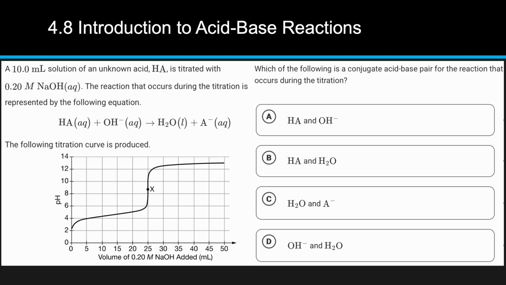And then we have another multiple choice question. It says a 10 milliliter solution of an unknown acid HA is titrated with 0.2 molar NaOH. The reaction occurs during the titration is represented by the following equation. Which of the following is a conjugate acid-base pair for the reaction that occurs during the titration? So again, conjugate acid-base pair, differing by one proton. So we have HA and A+, or our other option is going to be OH- and H2O. So that specific one is going to be our answer, which is D.